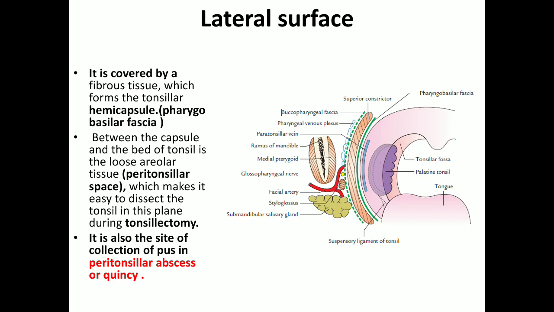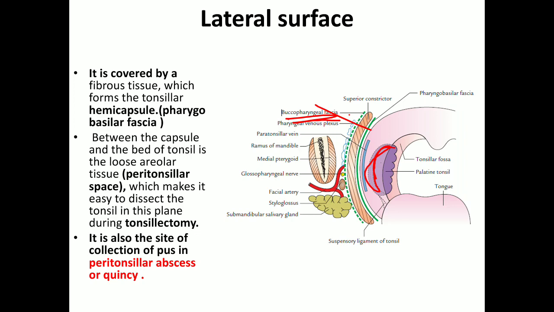The lateral surface is covered by fibrous tissue which is forming a capsule or the hemicapsule which is present only on the lateral surface, and this capsule is a modification of or an extension of the pharyngobasilar fascia. So this is the pharyngobasilar fascia, the greenish one, and this is the capsule on the lateral surface of the tonsil.